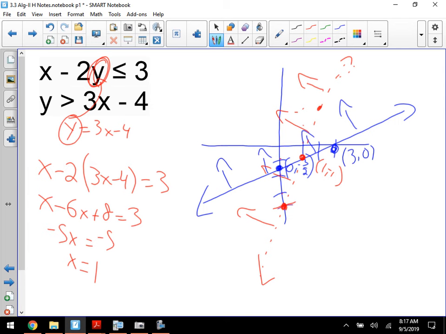Well, if I get 1 for x, this becomes -5. Move the 8 over, you get -5. -5 divided by -5 would be 1. If I throw 1 back into here, 3 times 1 minus 4 is -1. Gotcha. There you go. And that's what it looks like.